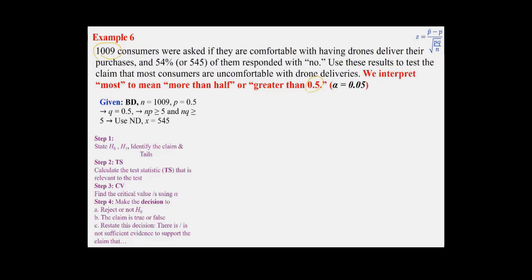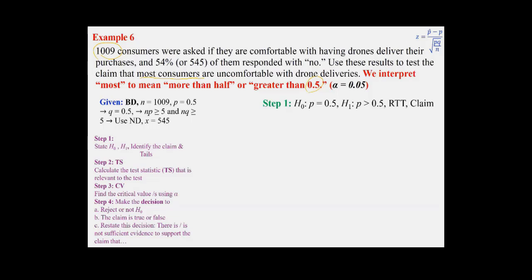Look at the very first step. Step 1, state H0 and H1. H0, you always use equality. Therefore, you are going to use H0: p equals 0.5. What about H1? Well, what are we testing? Test the claim that most, now, greater than or larger than makes it a right tail test, and it is the claim.